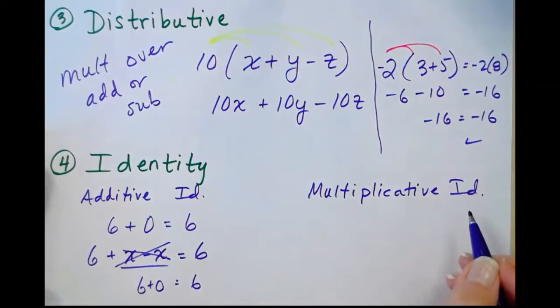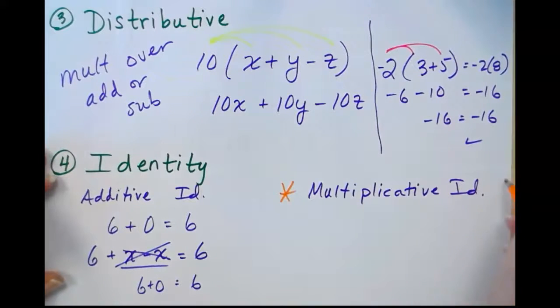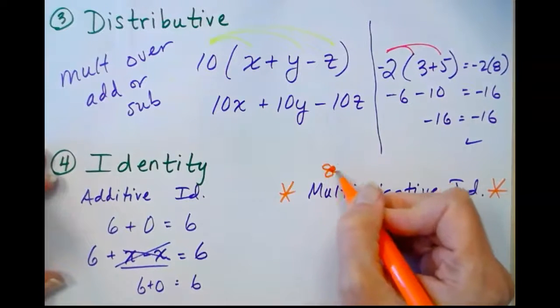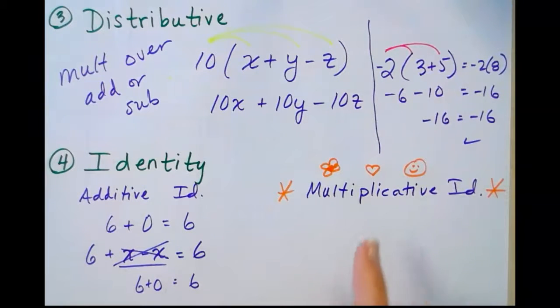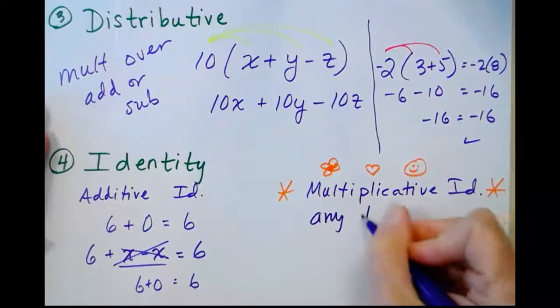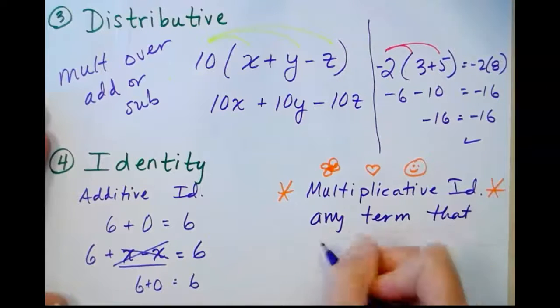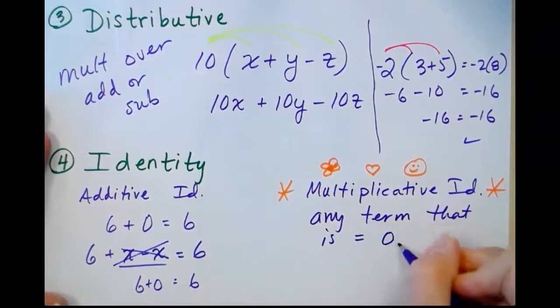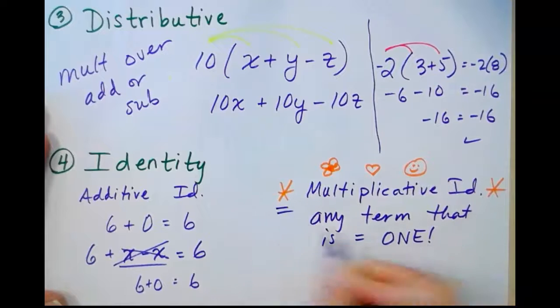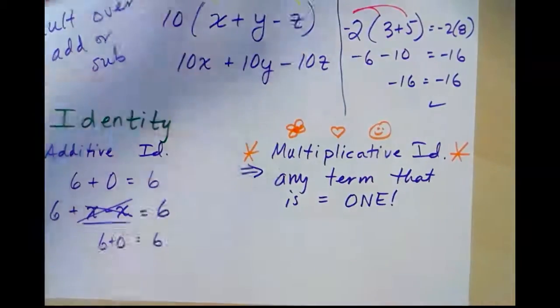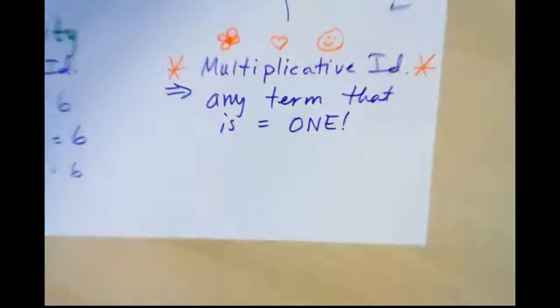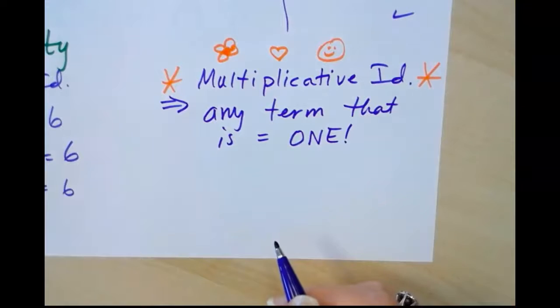Now, multiplicative identity is one we are going to use an extreme amount. So I'm going to put asterisks and flowers and hearts and smiley faces around this one because we are going to use this one a lot. The multiplicative identity is any term that is equal to 1. This is critical right here. The multiplicative identity is any term that is equal to 1. So I'm going to super zoom in on it here because we're going to use this a lot.